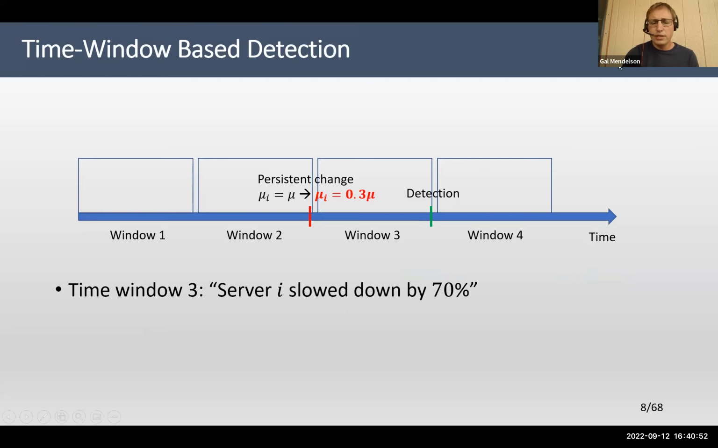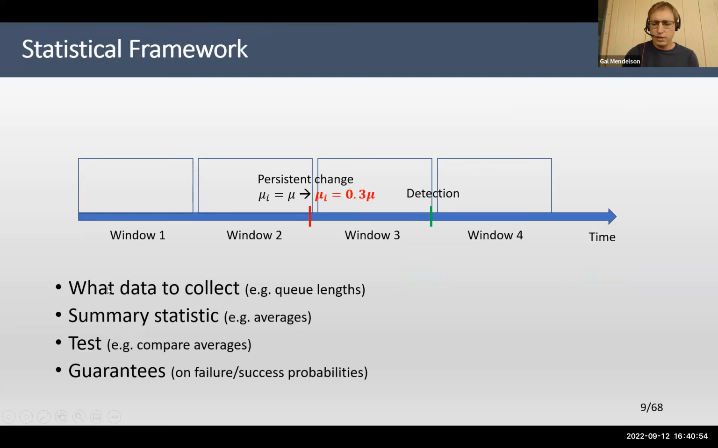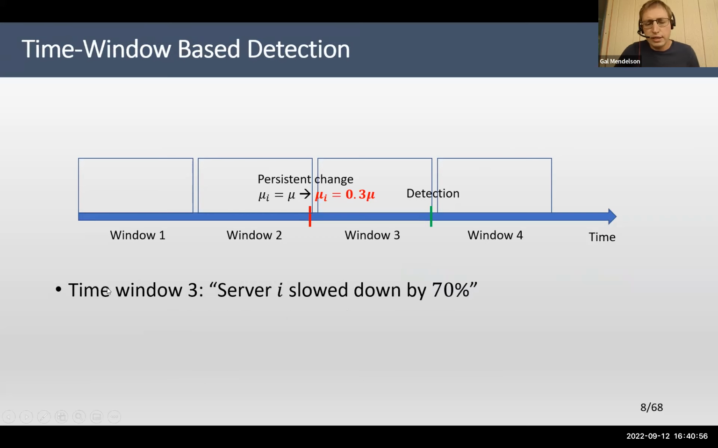The point is that we're going to divide the time axis into consecutive time windows, and we're going to gather data in each of these windows, do statistics, test, and per window decide whether we declare that something went wrong. So in this case, you would see at the end of window 3 this notification: server i slowed down by 70%. This will be great.